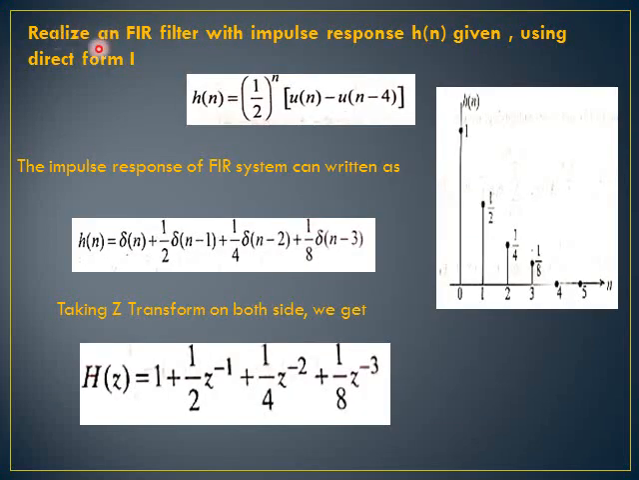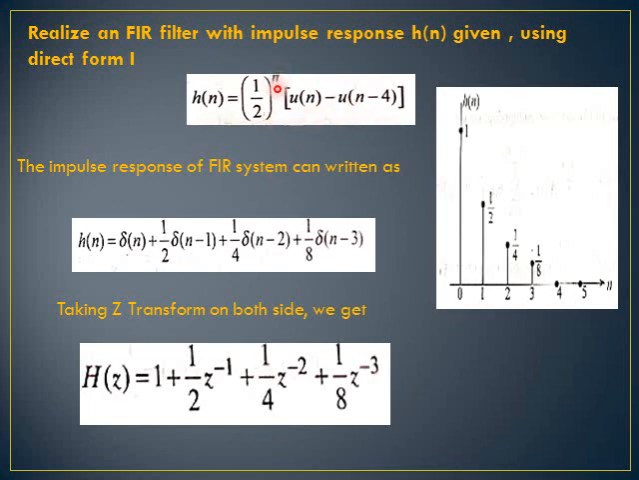Let's take an example. Realize an FIR filter with impulse response h(n) equal to (1/2)^n into u(n) minus u(n minus 4). The impulse response of the FIR system can be written as h(n) equal to delta(n) plus 1/2 delta(n minus 1) plus 1/4 delta(n minus 2) plus 1/8 delta(n minus 3). So here the value of n is going to range from 0 to 4 itself. So n is equal to 0, 1, 2, 3.